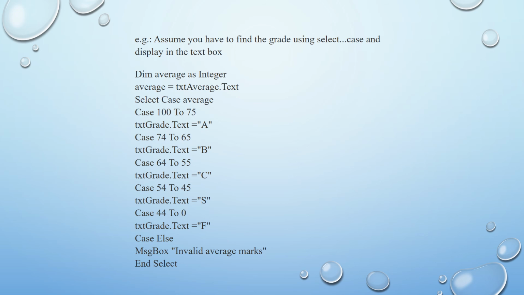Select Case average as the index. Now Case 100 To 75, the condition is true, then txt_grade.text = "A". Then next Case 74 To 65, then execute txt_grade.text = "B". Similarly the cases are executed. Then last is Case Else. The message box is displayed to the user: invalid average marks. Then End Select.